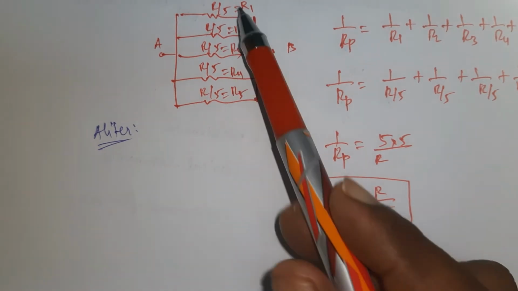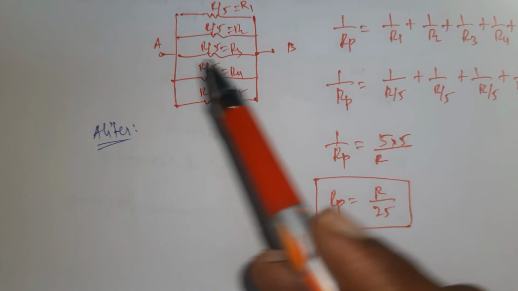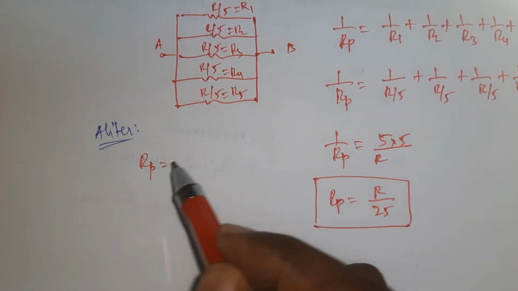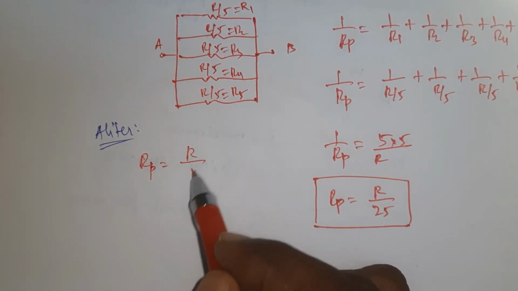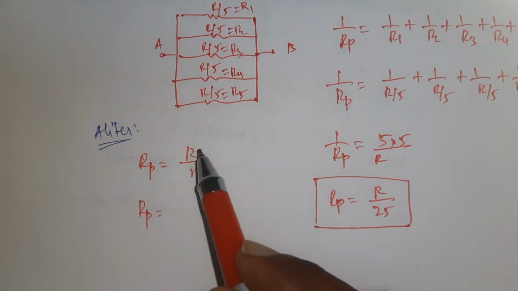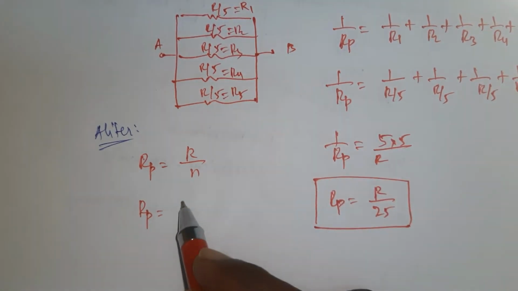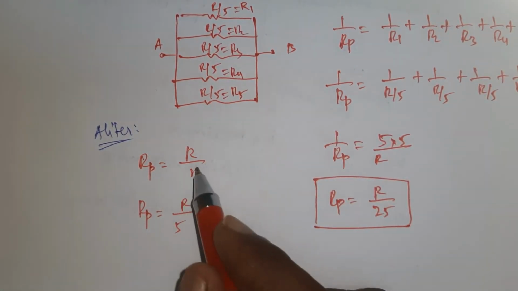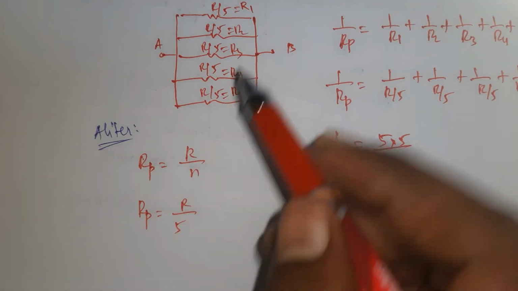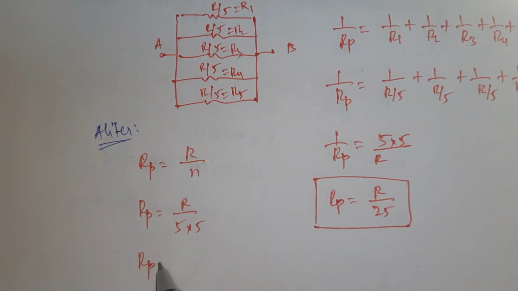If resistances are equal in a parallel circuit, the effective resistance is Rp = R/N, where R is the resistance of each part. Here R/5, and N is the number of resistors. There are 5 resistors, so 5 into 5, so Rp = R/25. This is another method to solve this one.